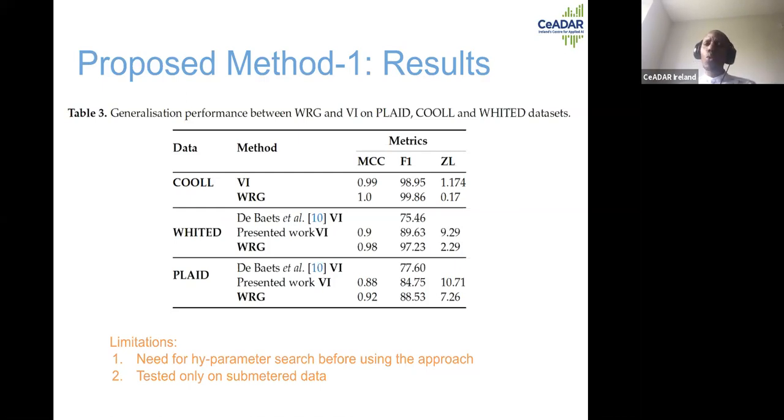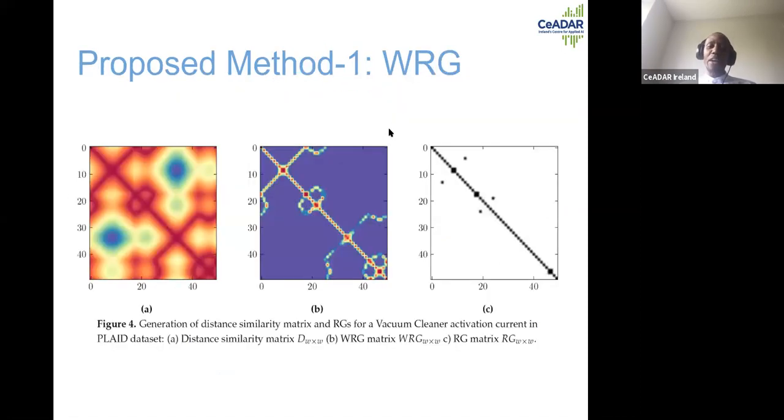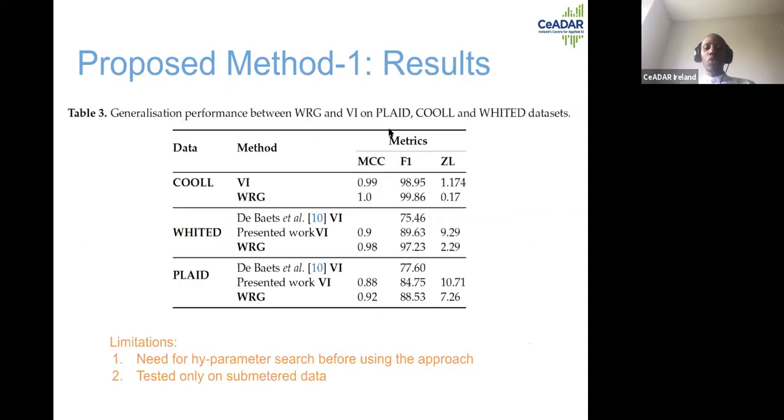But there are two limitations. One, this approach has two parameters, delta and epsilon. It means before you use this, you need to find the best parameters to transform your time series signal into an image representation so that you get good performance.